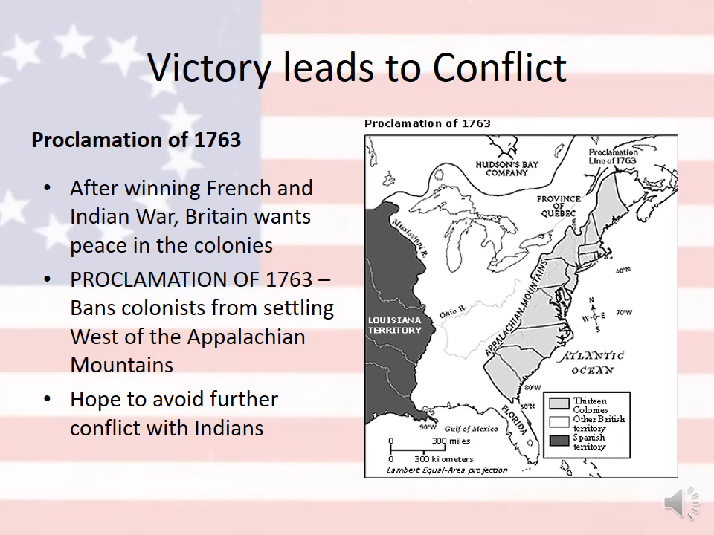Just to reiterate, and this gives you a better visual: after winning the French and Indian War, Britain wants peace in the colonies, and they banned colonists from settling west of the Appalachian Mountains, kind of just driving home what I said. And they hope to further avoid conflict with the Native Americans. That's why they set that boundary line. It's just an imaginary line that runs down the Appalachian Mountains.